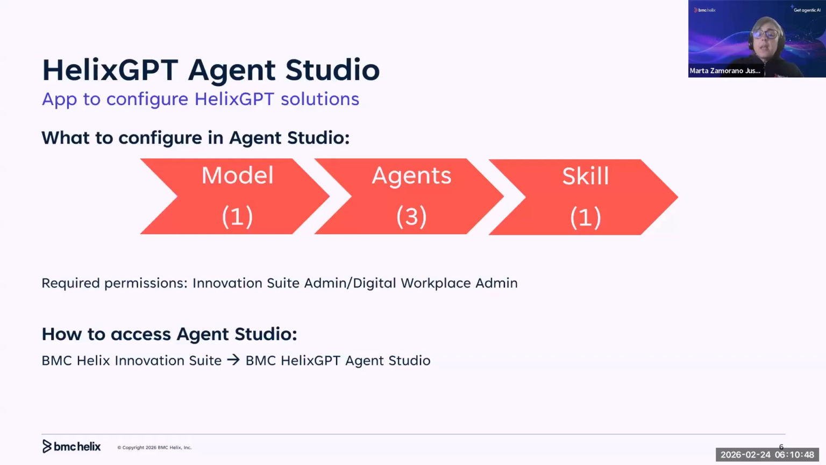Once that initial connection is established, the rest of the configuration involves creating a few other core components. Three agents: the catalog request agent, the live chat agent, and the Employee Navigator supervisor agent. And then we need to configure one skill, that is Employee Navigator for Helix. The skill links the supervisor agent to the Digital Workplace application. So I will show how to link this to the Digital Workplace homepage using Digital Workplace Studio.